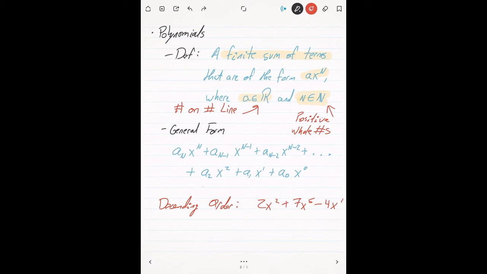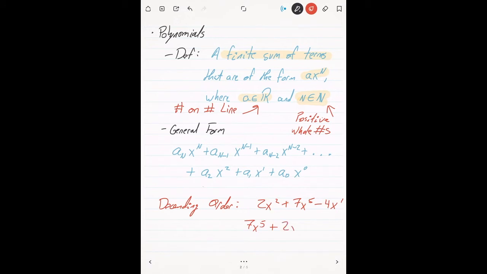If I wanted to write this in descending order, I would have to start with what's the largest term, what's the term that has the largest exponent? And that would be 7x to the fifth. So I take 7x to the fifth, and then I'm going to write the next largest exponent. And the term that has the next largest exponent is 2x squared.